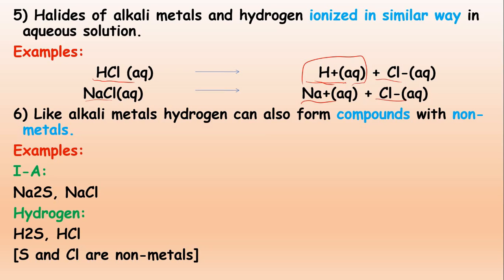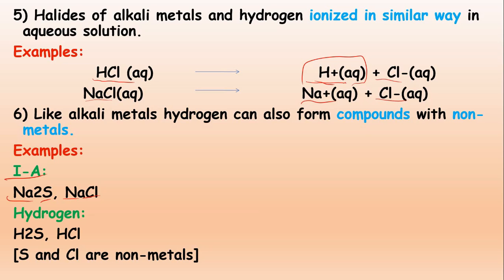Sixth property, like alkali metals, hydrogen can also form compounds with non-metals. Hydrogen will react with non-metals to form compounds, and in the same way alkali metals also react with non-metals to form compounds. First A group, sodium will react with sulfur to produce sodium sulfide. Sodium will also react with chlorine to produce sodium chloride.